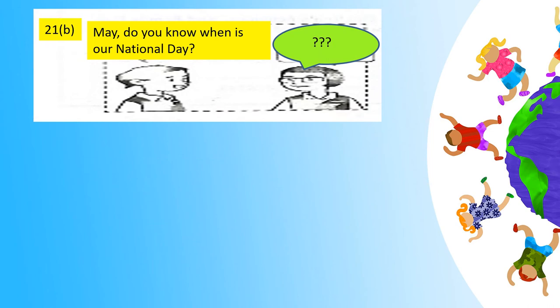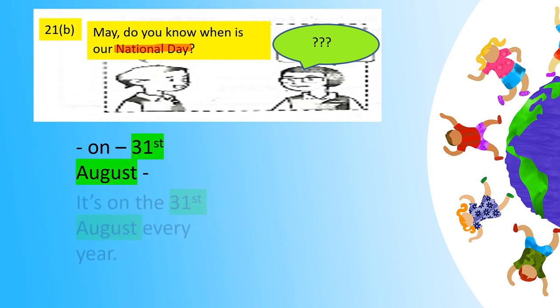May, do you know when is our national day? Okay, the keyword is, when is our national day? National day is Merdeka, on 31st August. If you just write 31st August, you can get one mark, but you will not get two marks. So the full answer is, it's on the 31st August every year. Or you can just say, it's on the 31st August.